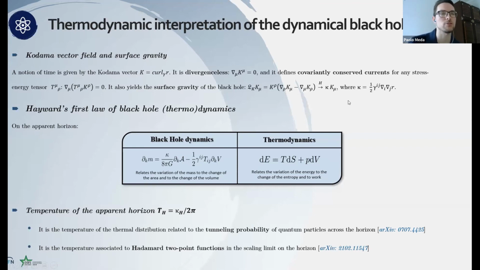This is my auxiliary slide. In dynamical black holes, in general, there isn't a timelike Killing vector field. But if you are in a spherically symmetric spacetime, you have another interesting and nice vector field, the Kodama vector field, which in some sense is the two-dimensional curl of R. And this vector field has very nice properties. In particular, it is divergenceless, and moreover, it defines covariantly conserved currents whenever you have a stress energy tensor. In our case, we have a quantum stress energy tensor, so we can define a covariantly conserved current associated to our conserved stress energy tensor. And by means of this equation, you can obtain our equation.